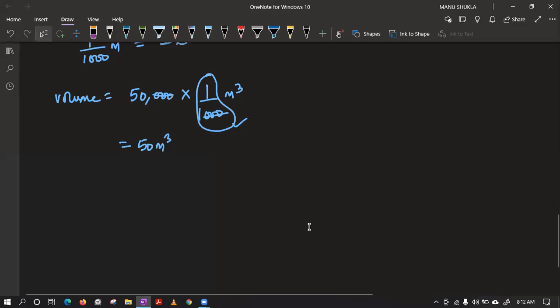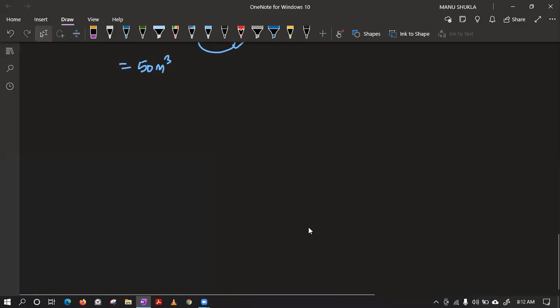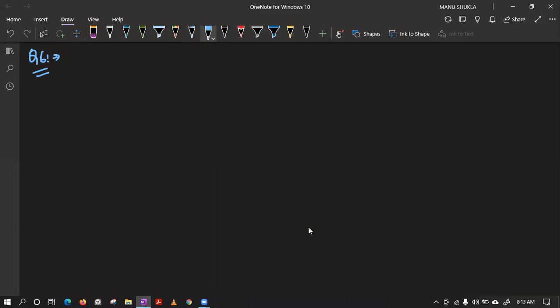Question number 6. This question is very important to understand the concept of this thing. You can unmute yourself in between if you want to ask anything. Okay. Question number 6 is a village having a population of 4,000. So first thing given to us is population is 4,000. Then they are saying the village requires 150 liters of water per head per day.